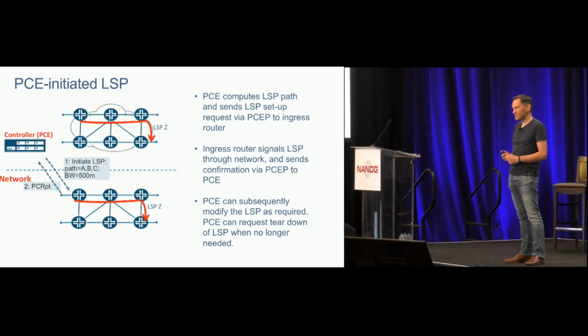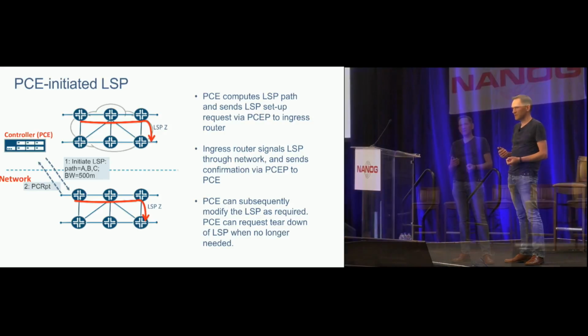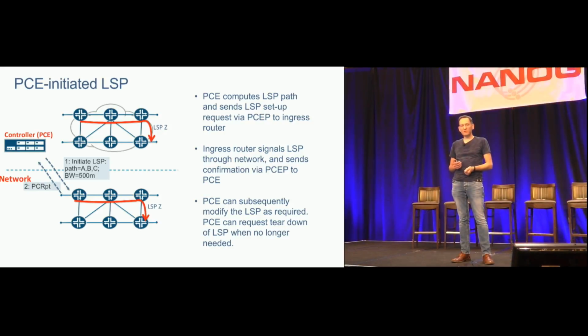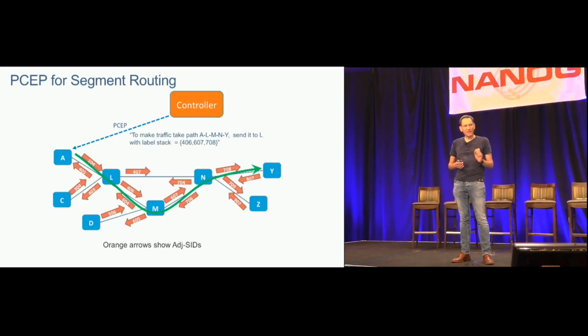And so then the ingress router actually instantiates it and, very importantly, sends a PCEP report message back to the controller saying, yes, this LSP is up and running in accordance with the requirements that you stipulated. And so in that way, the controller knows that what it's asked for is what actually exists in the network. So that's PCEP in a nutshell. Let's now have a look in particular at PCEP for segment routing.